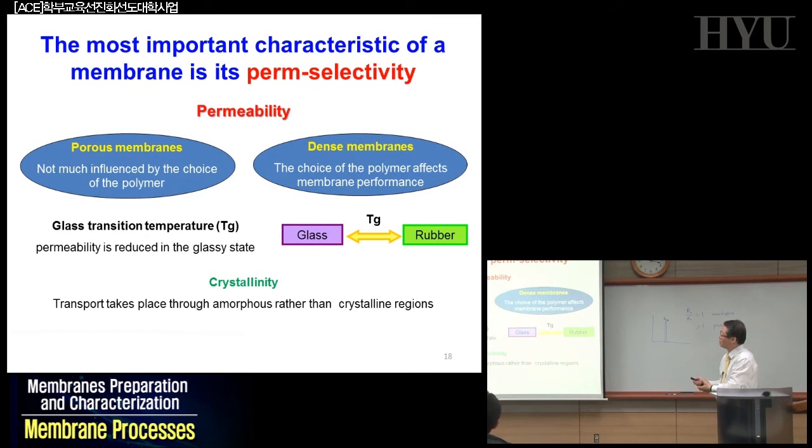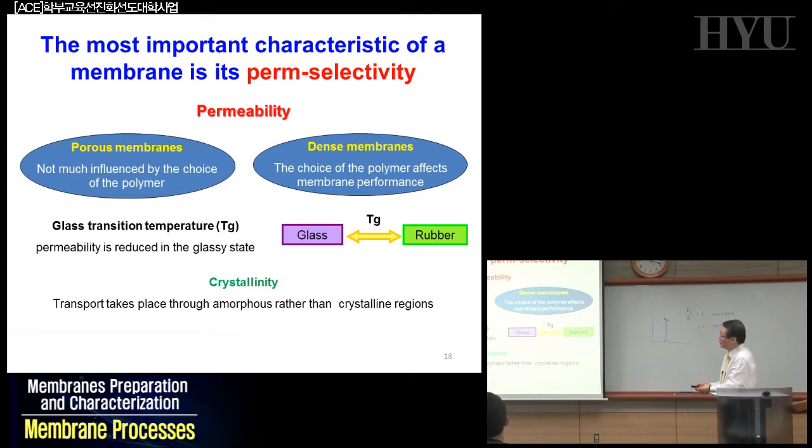Permeability is very important as well. It could be determined by the glass transition temperature and the flexibility, of course. If you have a highly flexible material, permeability will increase while selectivity decreases. And of course, the porosity influences the permeability. If you have a dense membrane, permeability is quite low, whereas if you have a porous membrane, then permeability is quite high.